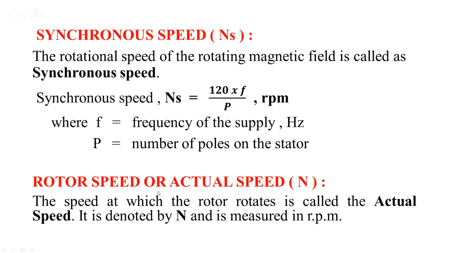Rotor speed is the actual speed. It is the speed at which the rotor is going to rotate. So it is denoted by N and it is measured in RPM, rotations per minute.